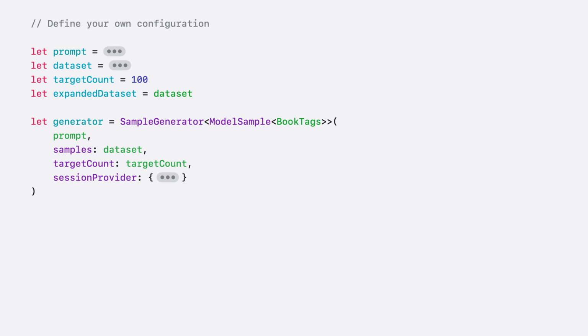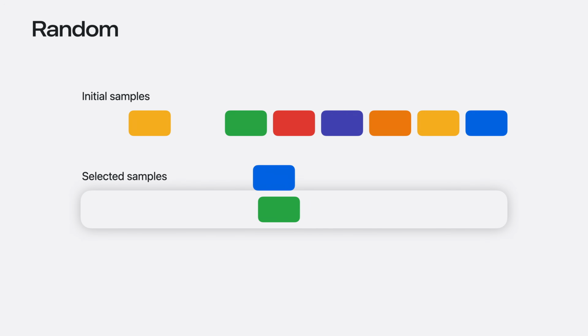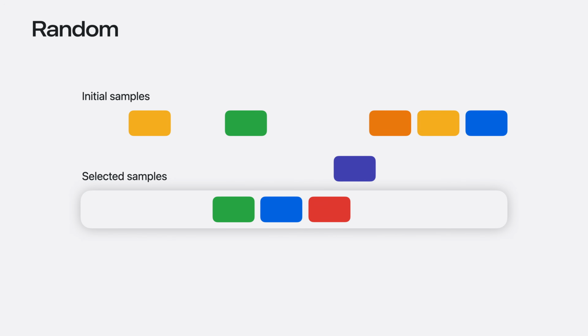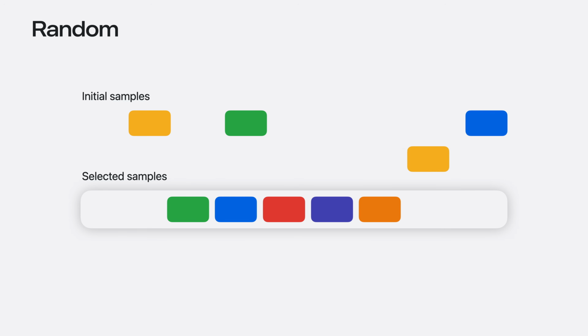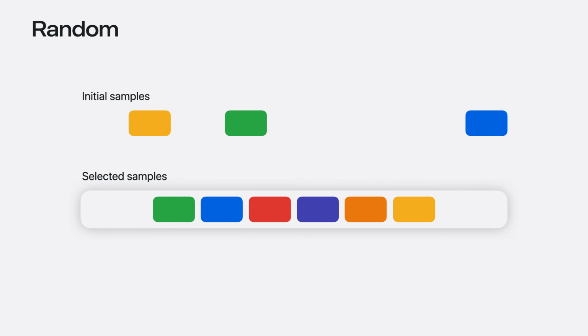Now with the custom session provider, you can also use the sample generator to customize the sampling strategy, which controls how the generator selects examples from your initial dataset to show the model as in-context examples. There are two types of sampling strategies you can specify. The first one is random sampling. This strategy selects a random subset of your initial samples as examples to show the model, making sure there are no duplicates. This keeps the output varied without requiring us to think carefully about the order of our initial samples.